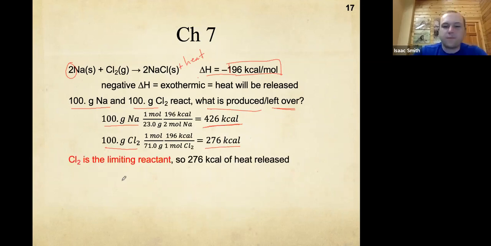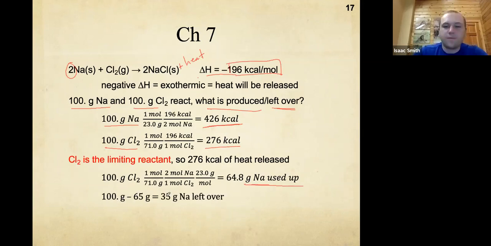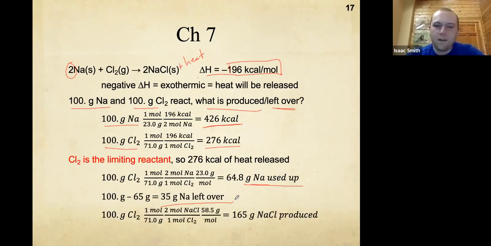So then you can go from grams of chlorine over to grams of sodium using the stoichiometry, and that tells us how much sodium is used. So that's about 65 grams. We started with 100 minus 65, so we have about 35 grams left over after the reaction's done. Okay. Hopefully you're able to do that. If not, like I said, go back and practice some of those limiting reactant problems. And we can also figure out how much sodium chloride is produced. We know chlorine's our limiting reactant, so we'll start with that, and it'll tell us how much sodium chloride is produced.